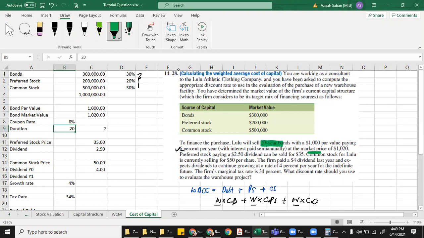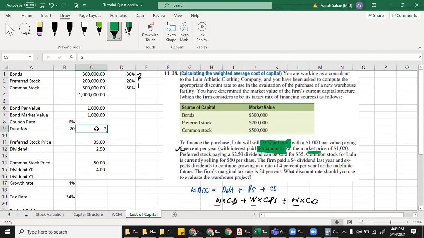Yeah, this one, 20 years. Okay, so we have that data there. And then this bond is paid semi-annually. So that's why I key in 2 here. Now, the semi-annually affects coupon rate and duration.